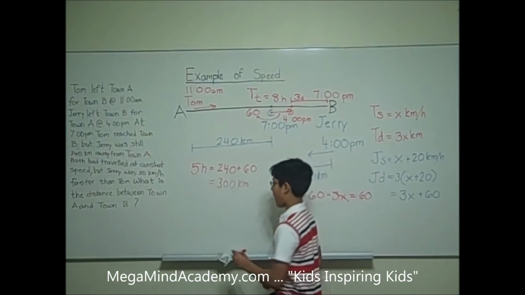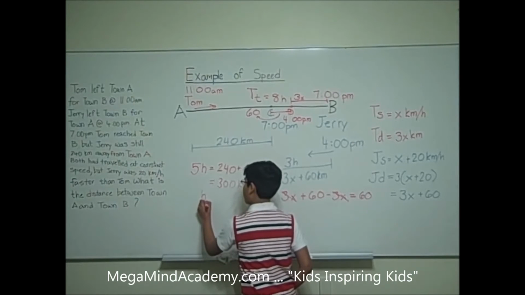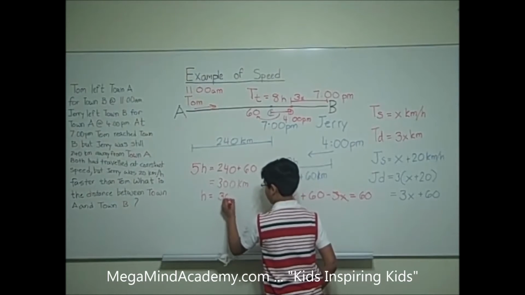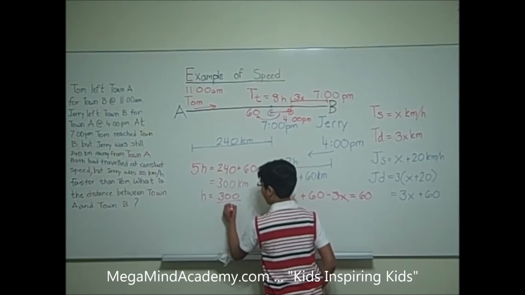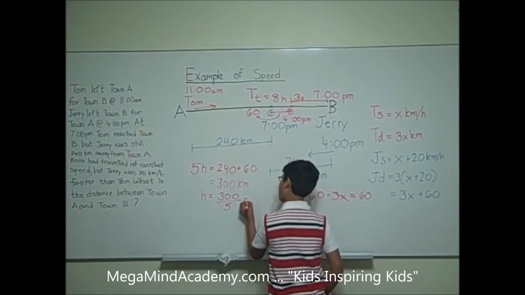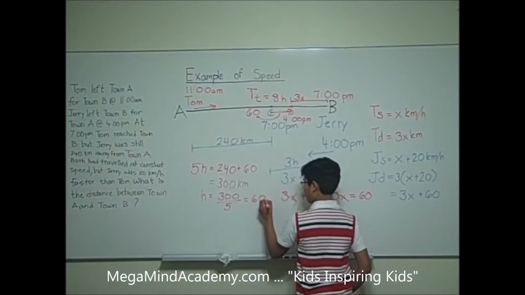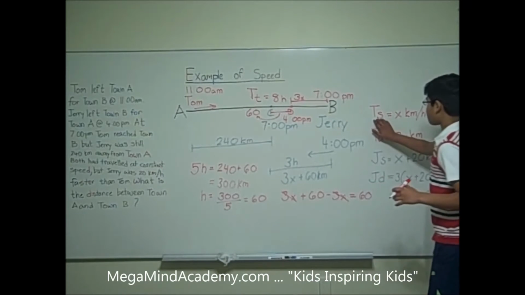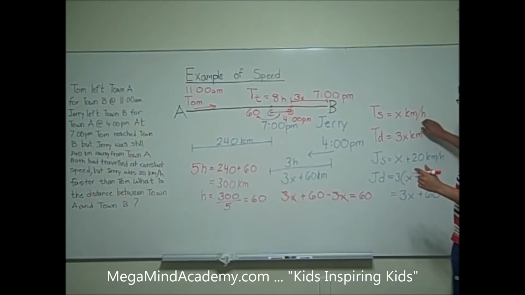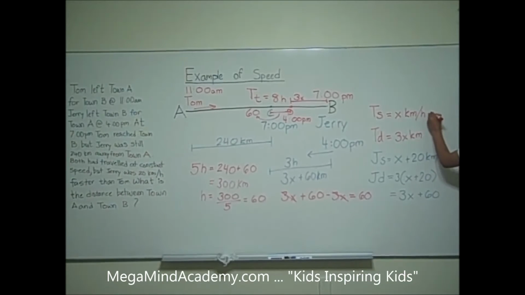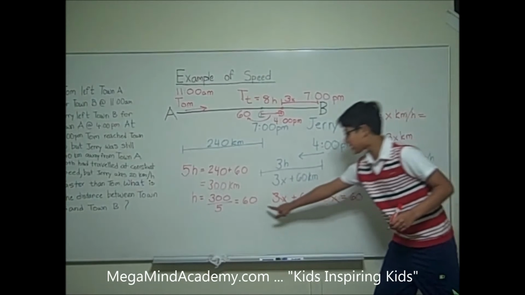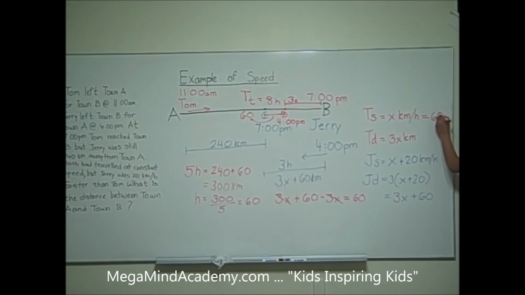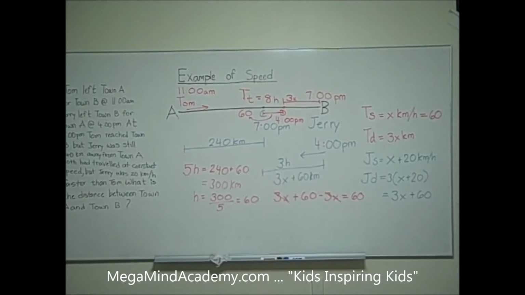So in 1 hour, he travels 300 over 5, which is equal to 60 kilometers. So this means that Tom's speed, which is x kilometers per hour, is also equal to 60 kilometers per hour.